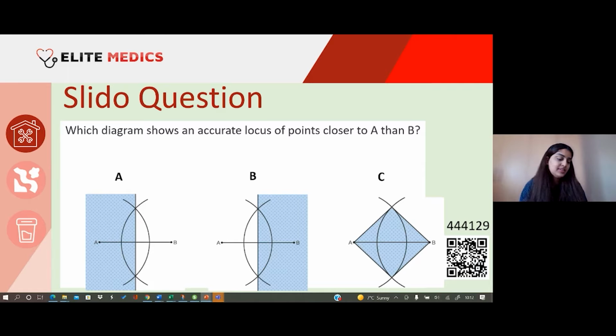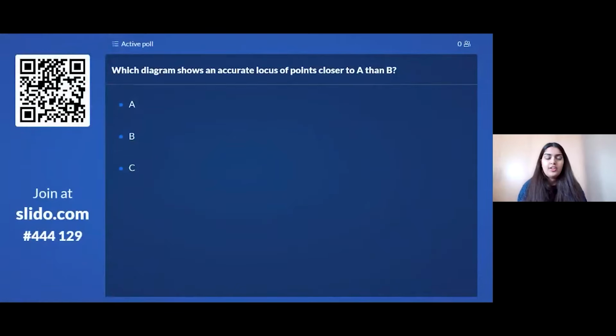Okay, so hopefully that was enough time. Let me open up the Slido poll. So select the answer that you think is correct, A, B, or C.